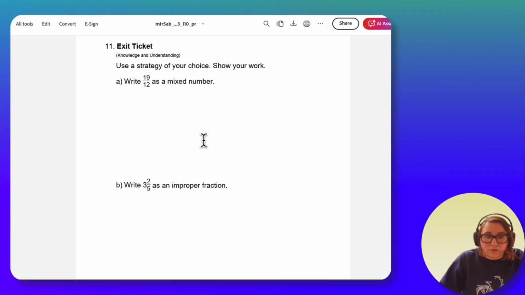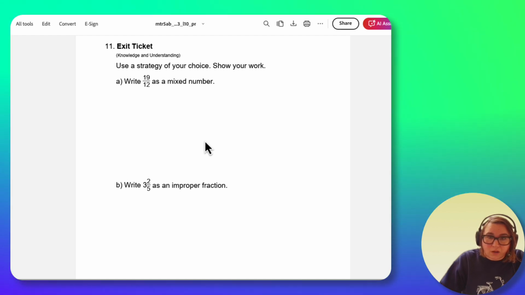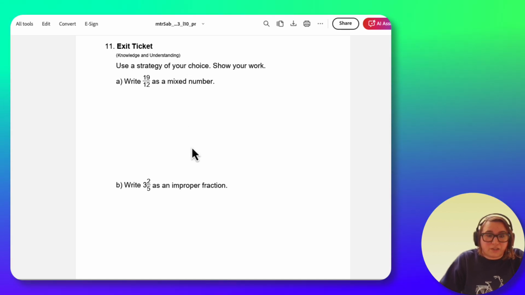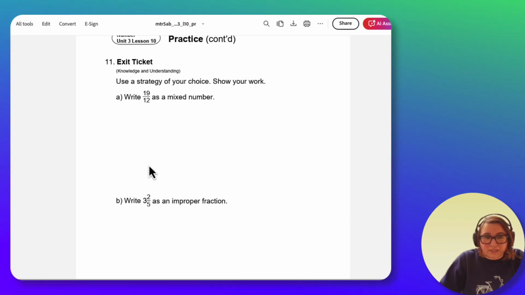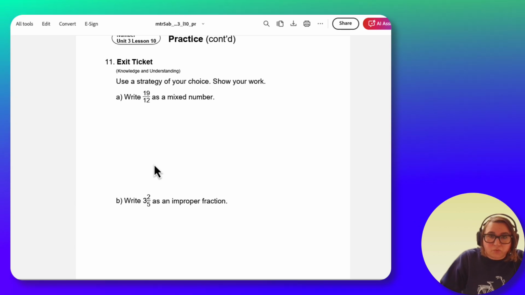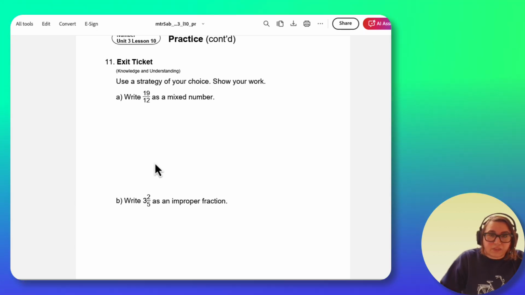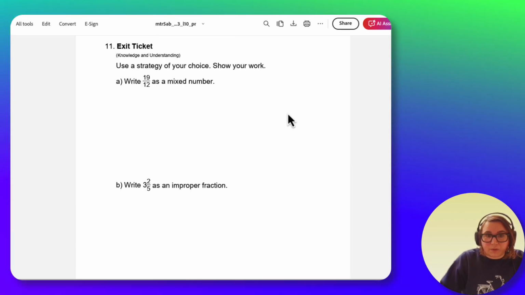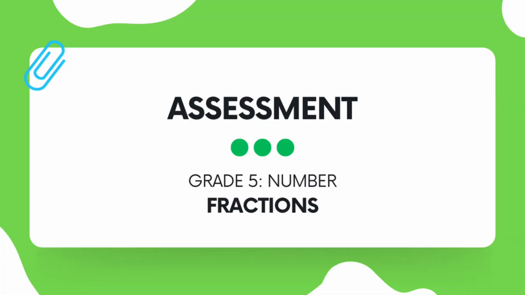So if most of your students are able to do this work, because here's the strategy of choice, do they understand what we've learned? If they don't, we need to go back and continue to practice. If they do, we can move on to the next part. So this is our final assessment piece before we move on.